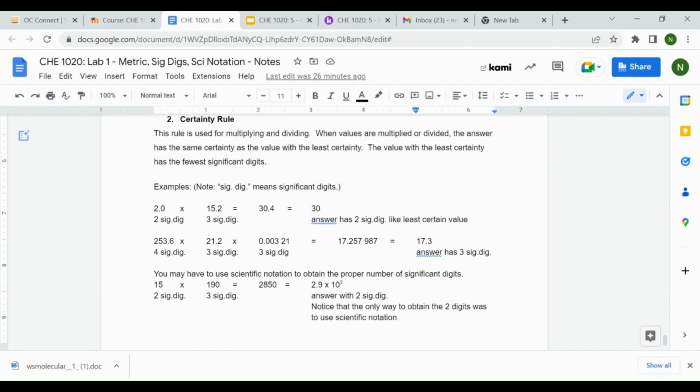Now, this is different than multiplying and dividing. When we're multiplying and dividing, we want to count up the number of significant digits. So here I've got 1, 2 significant digits. Here I've got 3. I then perform the calculation, whatever it is, a multiplication or a division. I'd get my answer but then I would express my answer to the fewest number of significant digits.